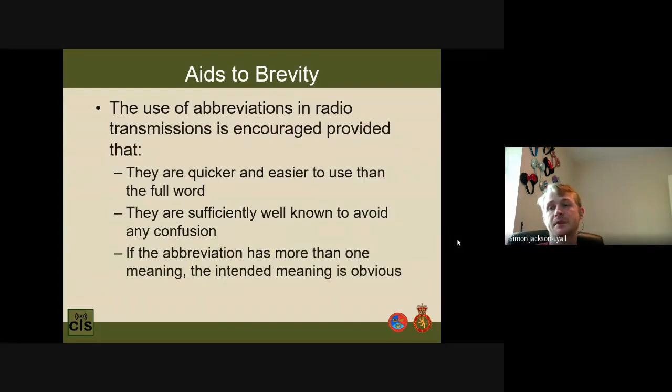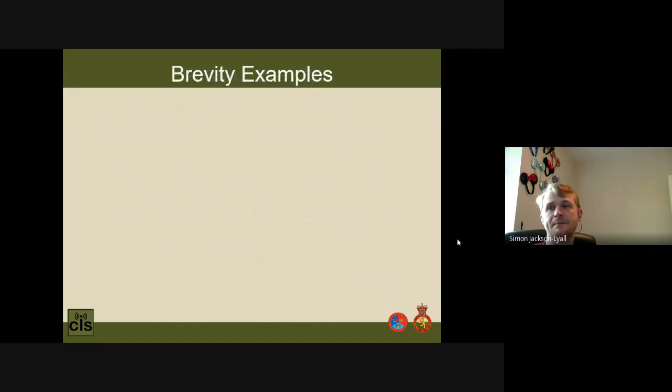And if the abbreviation has more than one meaning, the intent meaning is obvious. So back to the APC situation, it's obvious if I said APC 3-star that I'm talking about the Army Proficiency Syllabus and not an armoured personnel carrier. And it's just those things that you need to think about. It goes back right to the beginning of this lesson, which is think about your message in your transmission before you make it. Write it down, and then you can consider these kind of things before you actually transmit.